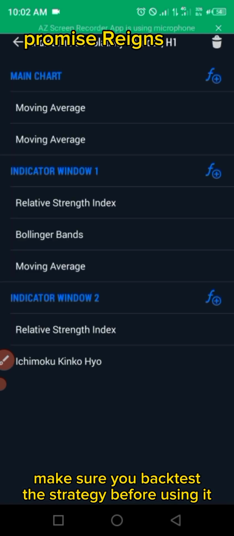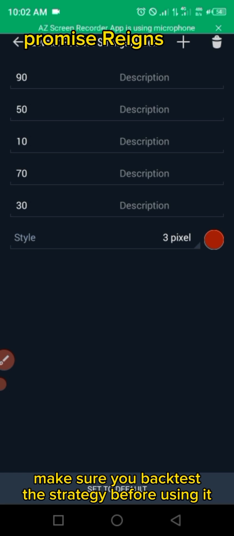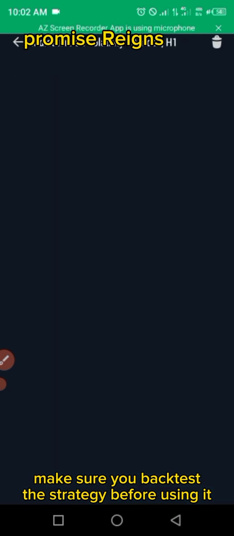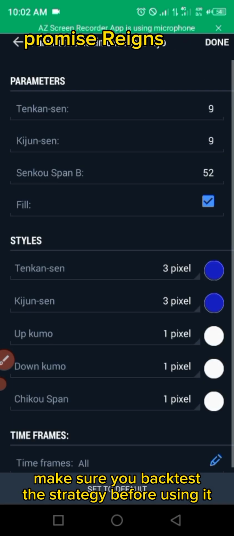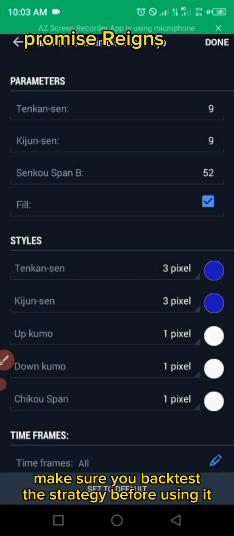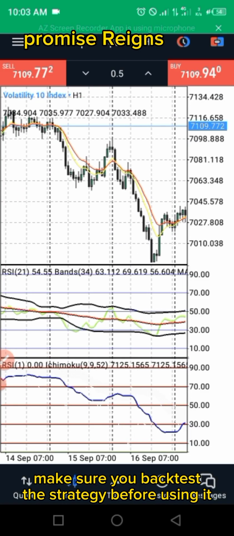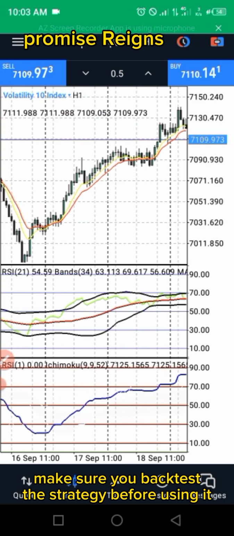The next indicator is our RSI, applied to close, with these settings. Then we have our Ichimoku. Look at the settings for the Ichimoku: you set these colors to the background of your screen. If your screen is black, these colors will be black; if your screen is white, use white. So this is what we have on our chart.